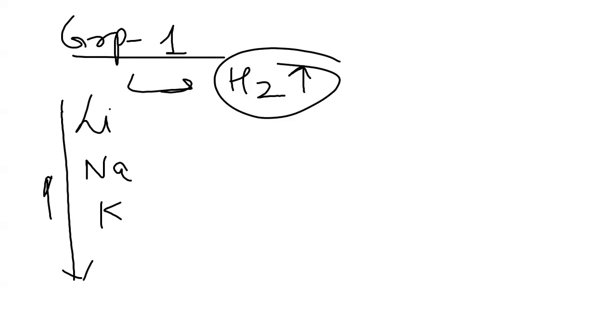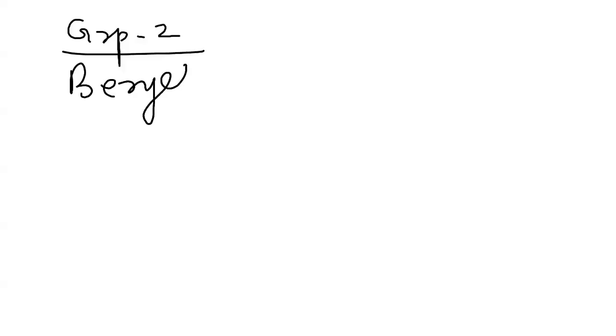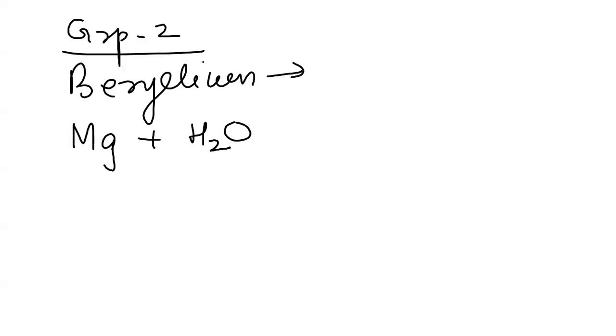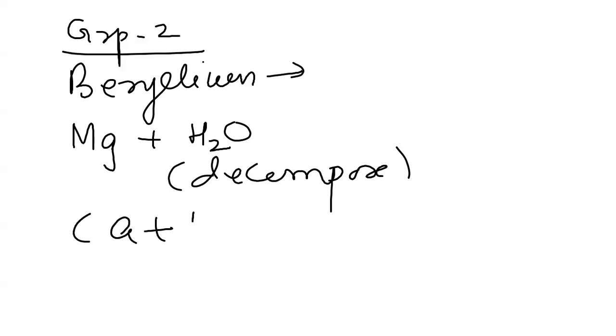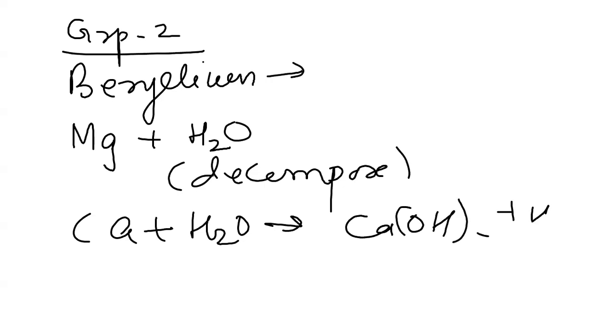Okay. Similarly, next is group 2 elements. First thing is that beryllium does not react with water, and magnesium decomposes hot water. It breaks down, it decomposes hot water. And for other elements, you can say calcium, calcium reacts with water, it forms calcium hydroxide, and hydrogen gas is liberated.